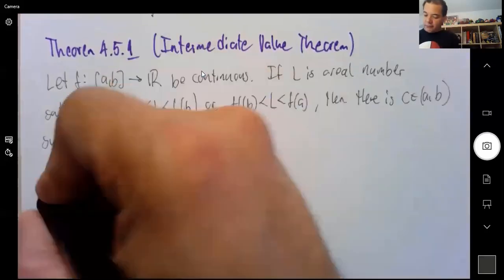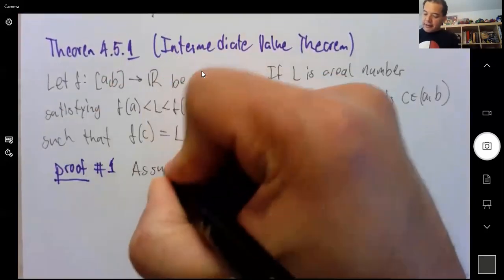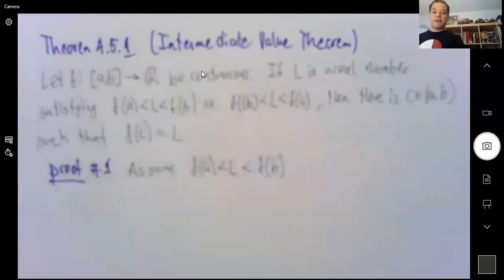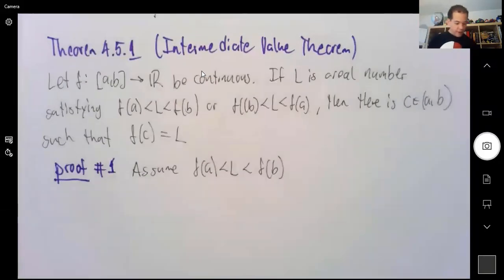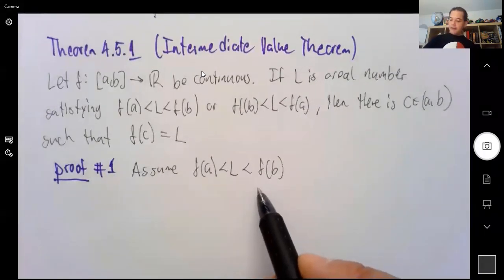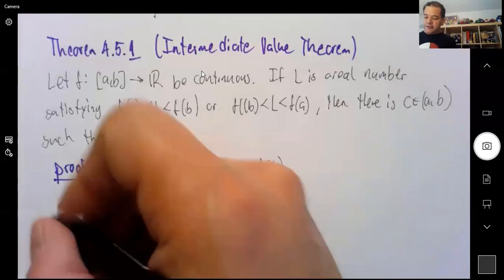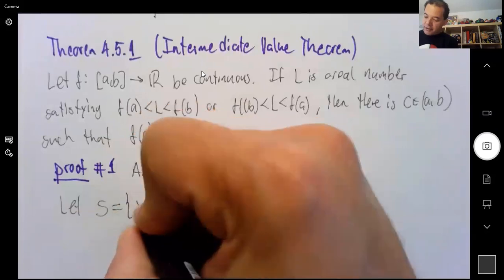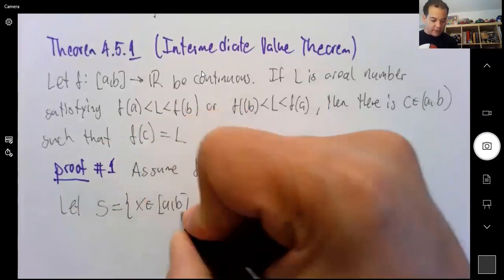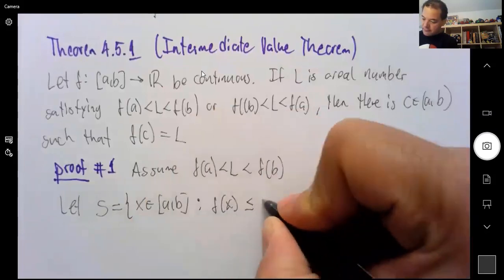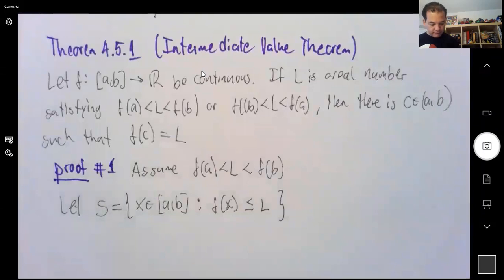So first, we're going to assume the case where f of a is less than f of b. The other one is symmetric, right? It can be done in a similar way. And so we're going to assume this is the case. And here's how we're going to do it. We're going to create this set, the set S. And this will be the x's that are below L. All right?